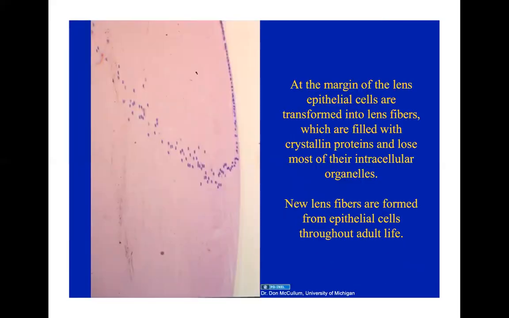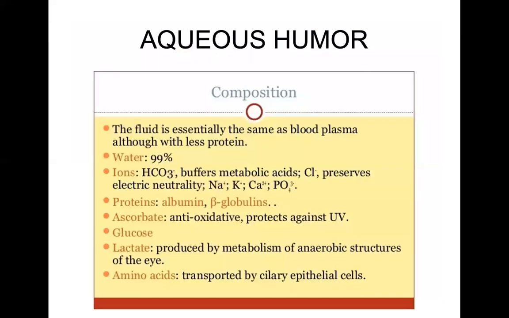Here at the margin of the lens, you have your lens fibers, which are filled with your crystalline proteins. Now, new lens fibers are usually formed from epithelial cells all throughout life. Now, your aqueous humor that is found in the anterior segment usually has the same composition as the blood plasma, although this aqueous humor has less proteins. Okay, so it's made up of water. You have your ions.